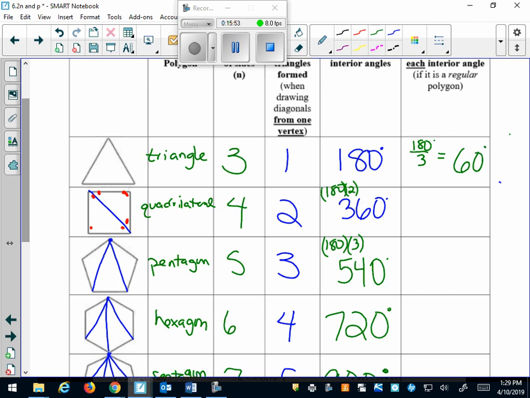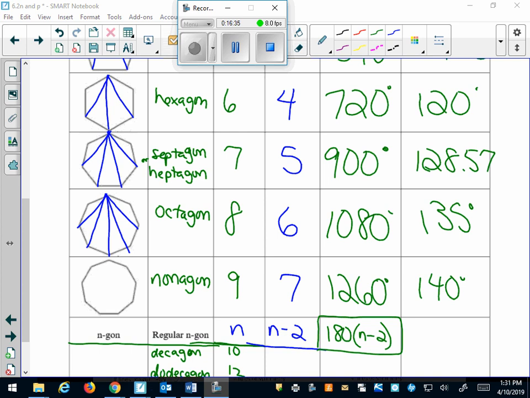So how are we going to get the measure of each interior angle of a regular quadrilateral? What are we going to do? So 360, the total number of degrees on the interior angles, divided into 4 equal angles. And that's going to give us 90 degrees. Let's do one more. Pentagon, total of 540 degrees, split into 5 equal pieces. Okay, so continue filling out that column there.